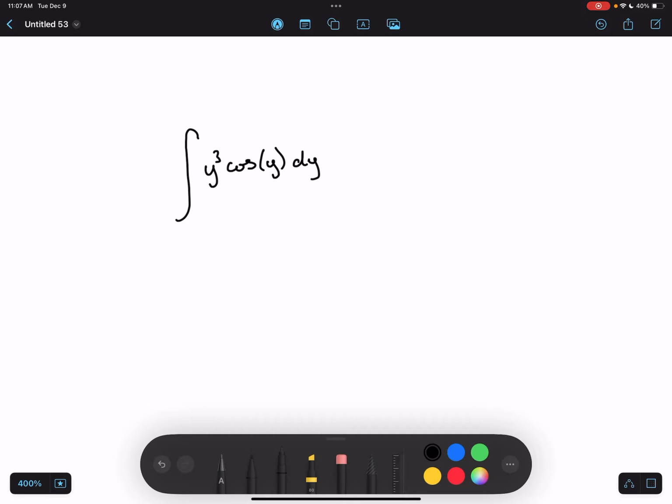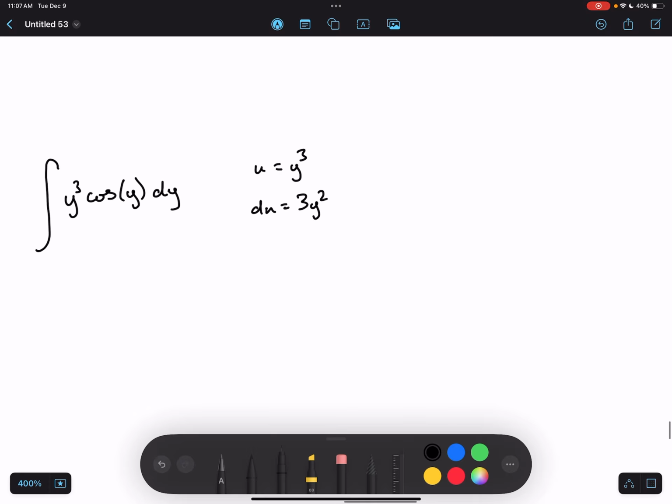We've got the integral of y cubed cosine y dy, and this is a product in the integrand, so we know that this is likely to be an integration by parts problem. And we'll start off by letting u equal y cubed, du equals 3y squared, and then we'll let our dv equal cosine y, and of course then our v will be sine y. And now for integration by parts, we go across and then down over.